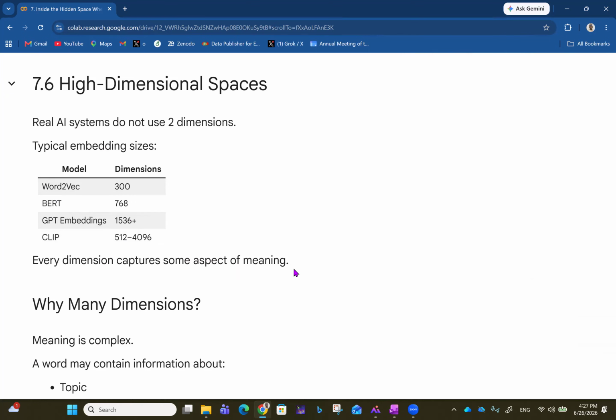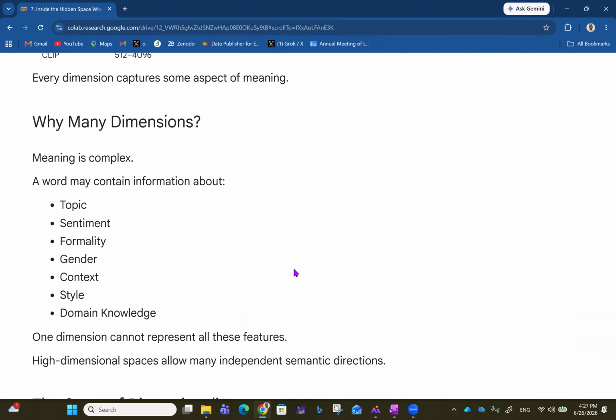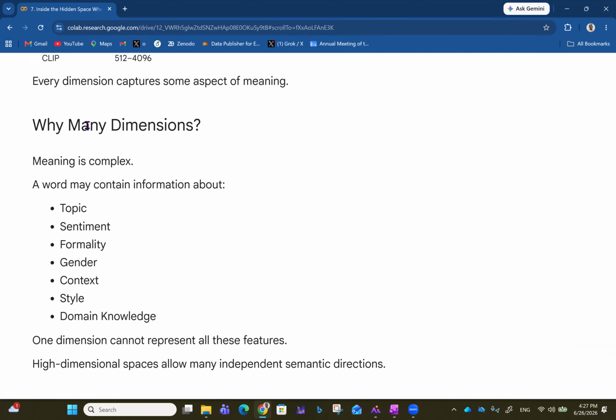Just like we had before, we looked at animals and how friendly they might be and how wild they might be, and then you can just continue like that. Maybe color, texture, fur, and things like that. You just keep going, and the more dimensions you have, the better the results you get. So now the question is, why so many dimensions? We need so many dimensions for machines to understand, because meaning can be quite complex. A word may contain information about topic, sentiment, formality, gender, context, style, domain knowledge. One dimension cannot represent all these features. So high dimensional spaces allow many independent semantic directions.